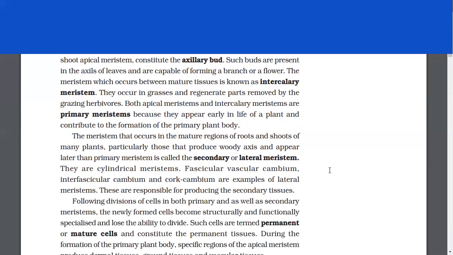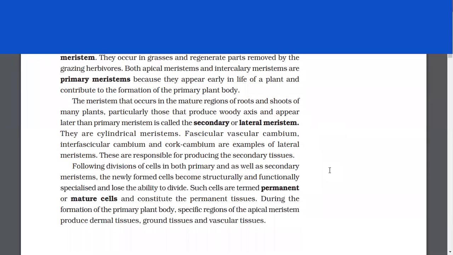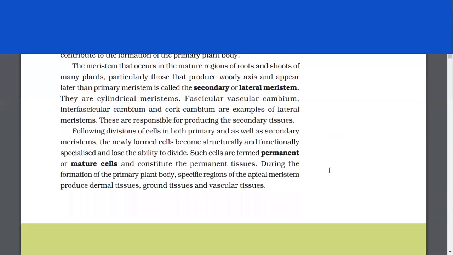The meristem that occurs in the mature regions of roots and shoots of many plants, particularly those that produce woody axes, and appears later than primary meristem, is called the secondary or lateral meristem. They are cylindrical meristems. Fascicular vascular cambium, interfascicular cambium, and cork cambium are examples of lateral meristems. These are responsible for producing the secondary tissues.